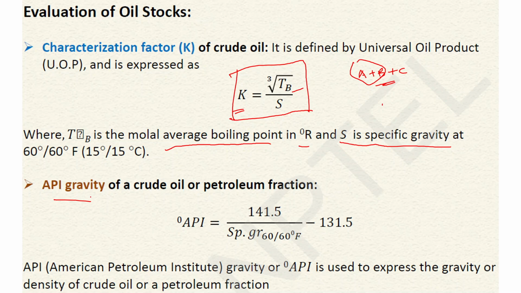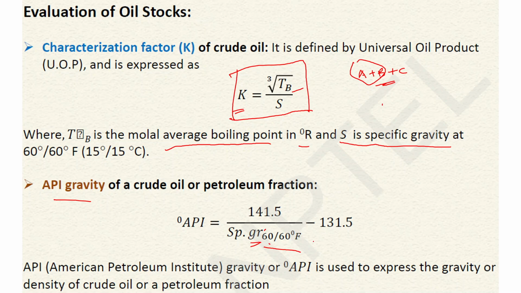And the second one is the API gravity. API gravity of a crude oil is used to express the gravity or density of a crude oil. It is given by the formula 141.5 upon specific gravity at 60 by 60 degree Fahrenheit, minus 131.5. So what is the 60 by 60 degree Fahrenheit? Specific gravity, as we know, is the gravity of a targeted component upon the gravity of water. So the water and oil that we are taking should both be at the same temperature. Then we can take it as the specific gravity.